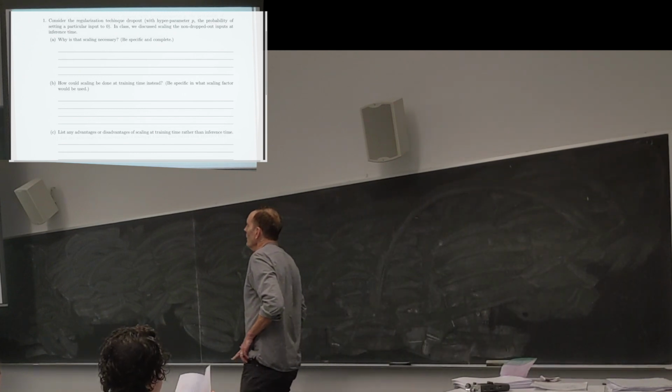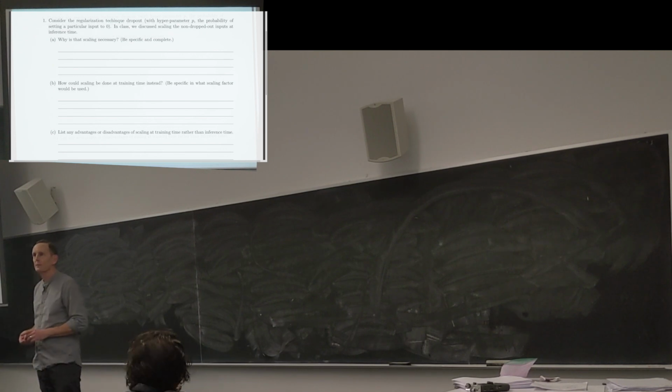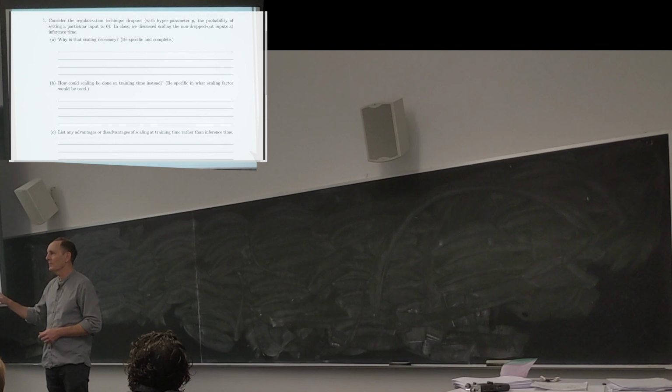So we consider the regularization technique dropout with hyperparameter P. That's like the dropout rate, right? We discussed scaling at inference time, not at training time, but at inference time. Another name for inference time is prediction time. Why do we need to scale? Anyone want to?